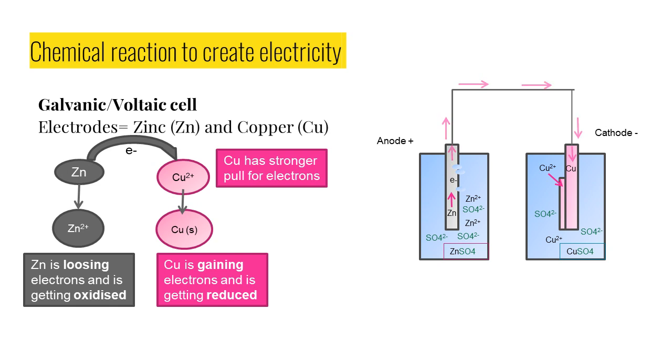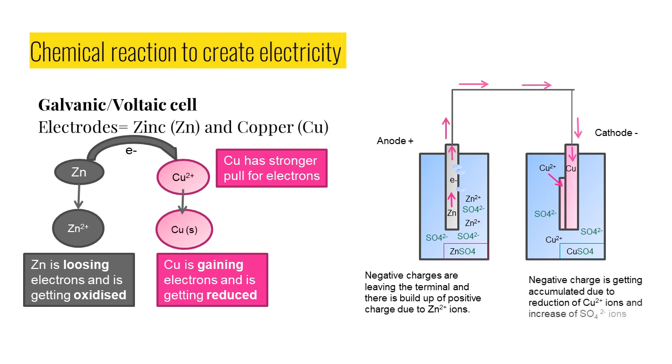zinc electrode. But here anode is positive. Why? Because after releasing the electrons, they are not getting accumulated, they are being released, they travel through the wire and come to the copper electrode. But here there is a buildup of zinc positive ions. So due to the buildup of more positive ions, this anode is annotated as positive.